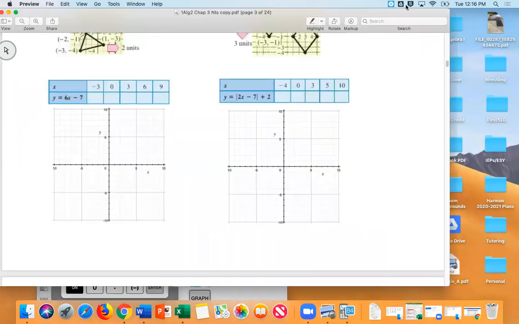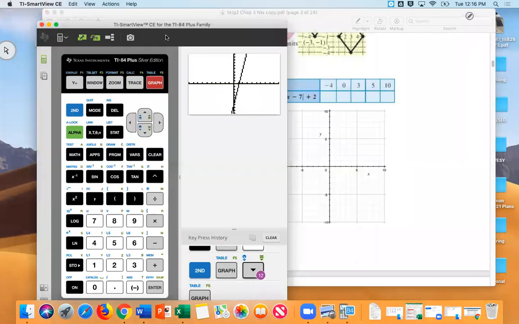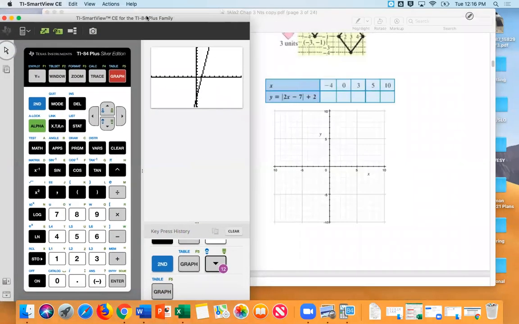Now, I need to do this one. Chris. Chris, what do those lines mean? There's like straight lines.